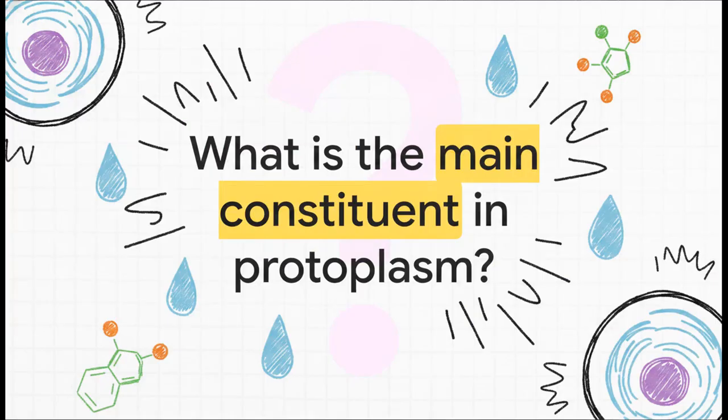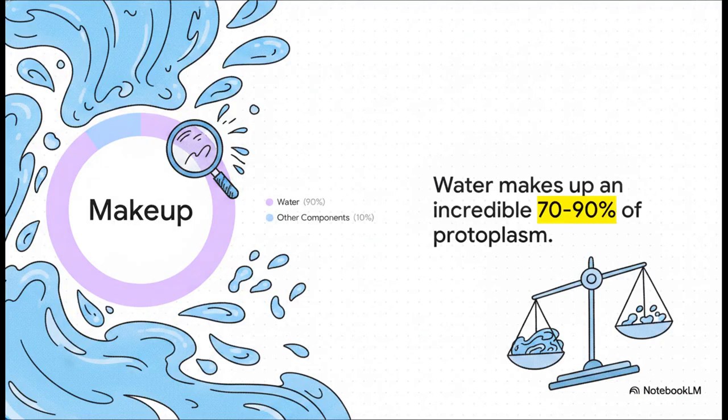So, the really crucial point here is understanding the physical makeup of this overall protoplasm. And that brings us to a super common and, hint hint, highly testable exam question. What is the main constituent in the protoplasm of a cell? Just look at the sheer scale of that primary slice on the chart. Water makes up an incredible 70 to 90% of the protoplasm. I mean, it physically outweighs all the other structural components combined. It just goes to show that this is, fundamentally, a highly aqueous environment.